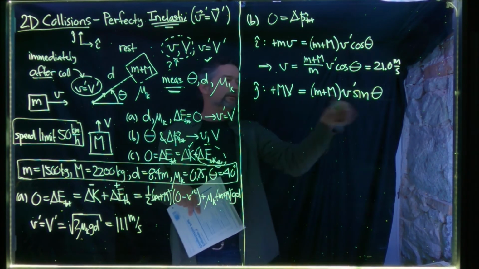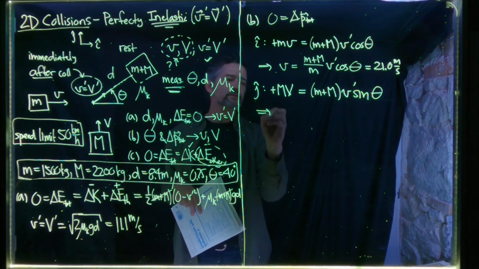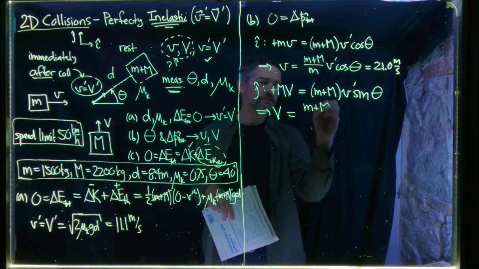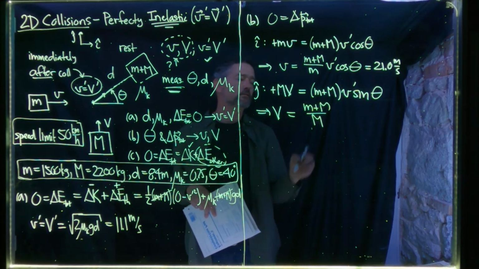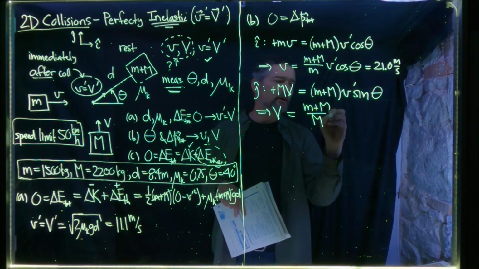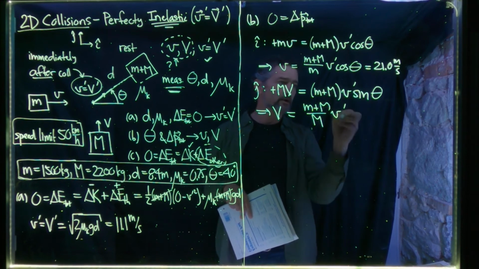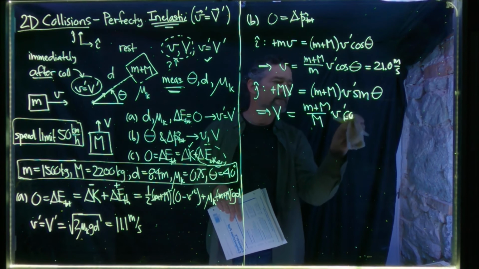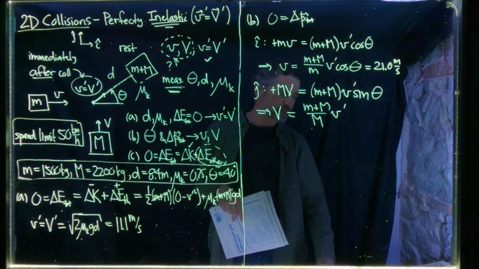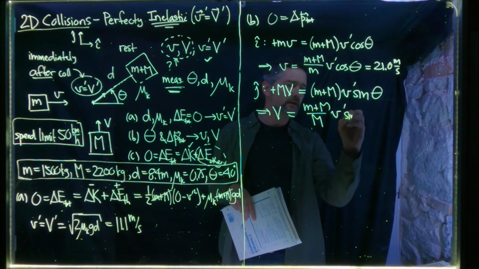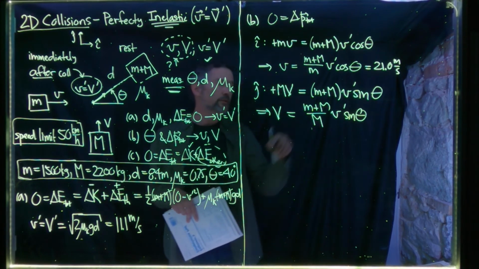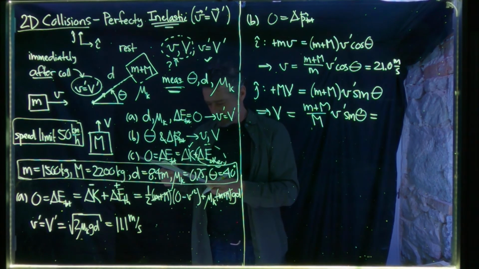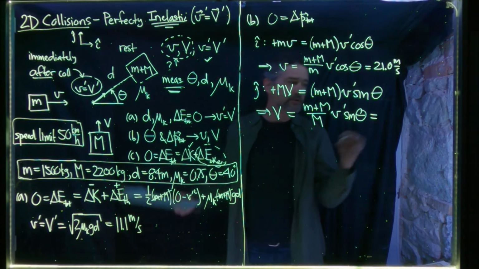Again, everything is now known here, and so we can solve for big V. Big V is the sum of the two masses divided by the mass of the SUV, times the same v prime, but instead of cosine theta, it's now sine theta. Everything is known on the right-hand side. You plug in the numbers and what do you find? You find this is 12.0 meters per second.